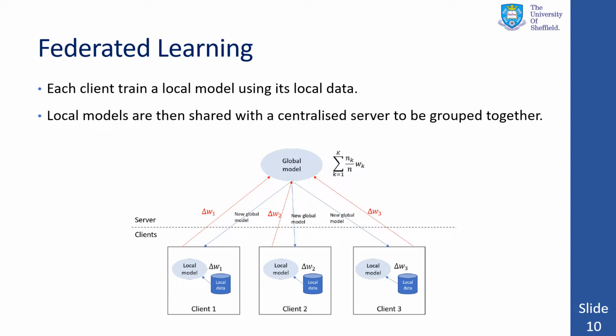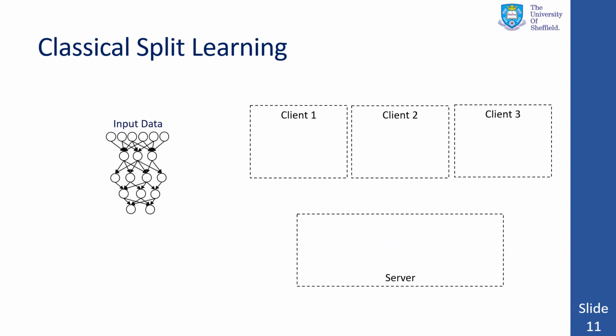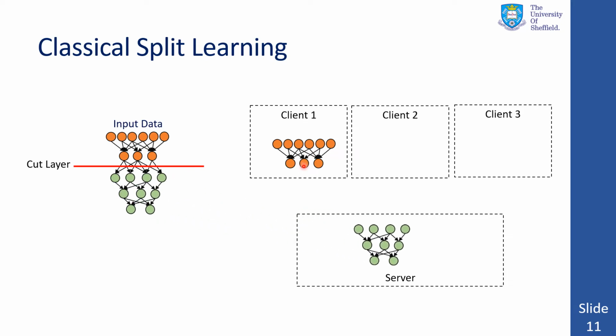And at the server side, all the local models are grouped together using aggregation. Another type of collaborative machine learning technique is the classical split learning. In the classical split learning, the whole machine learning model is cut into two parts. The first part of the model resides at the client side, while the second part of the model resides at the server side.